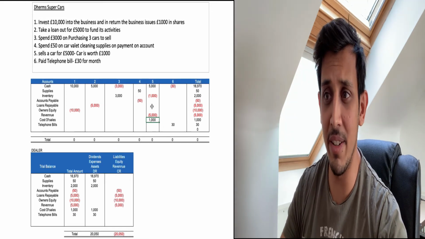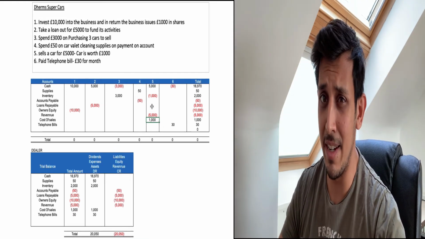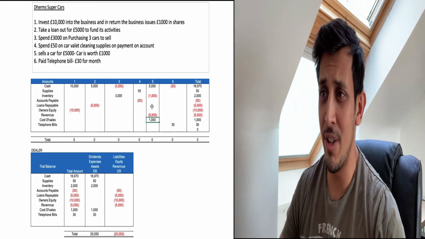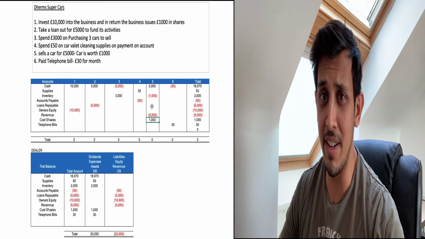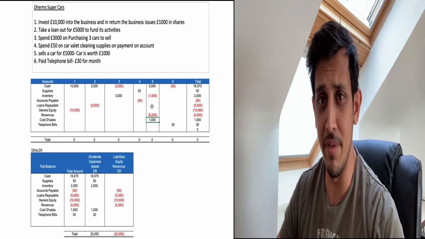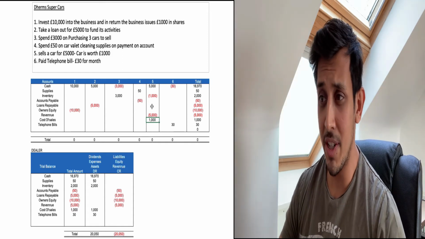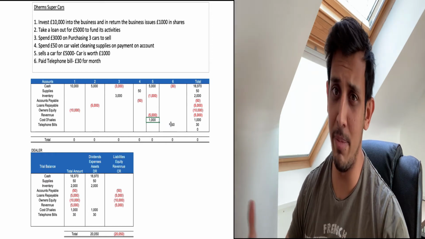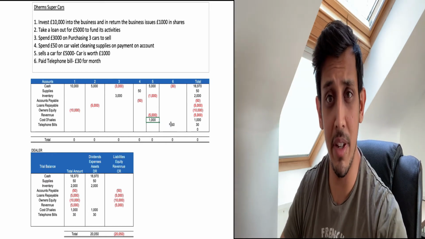Next and finally, we've got a telephone bill. Now I've been calling a few people trying to hustle and trying to tell them about these brilliant cars that I've got to show them, and my phone bill's come in and it's £30 for the month. So again, I'm going to pay by cash. So I'm going to credit £30 out of my cash, and here I'm going to have an account for telephone bills, which I'm going to debit £30.